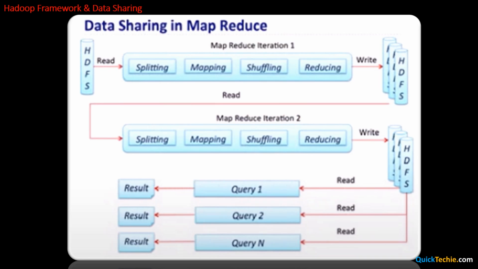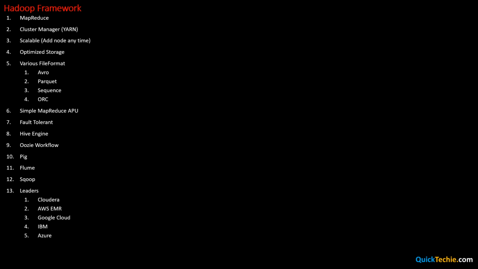This is MapReduce, which we have already discussed, so I'll not go through it in detail. You read from HDFS, then split, map, shuffle, reduce, and write back to HDFS. Then again, if you need to do another calculation, you go through the same process, and finally write your query to generate the result. I just wanted to show you this pictorially, so I added this diagram here.